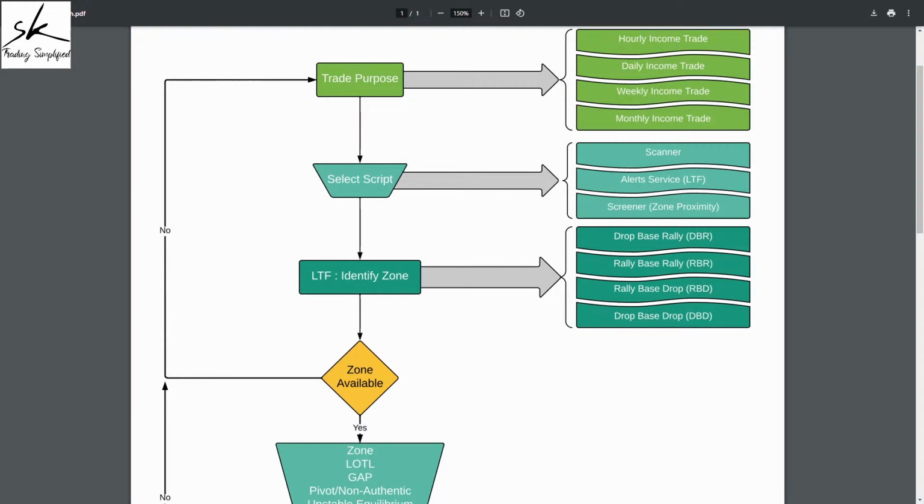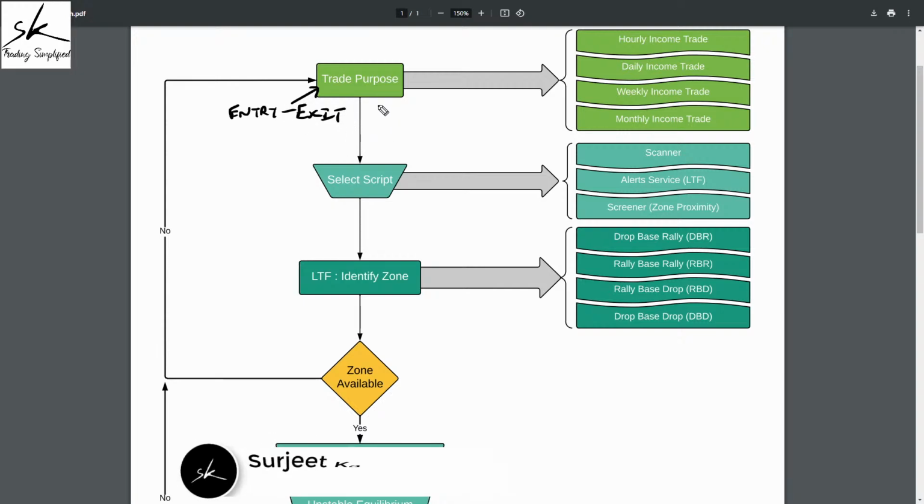So what is my step number one whenever I start planning a trade? Step one is we need to define the trade purpose. And what do we mean by trade purpose? Trade purpose implies the expected duration of the trade, and the duration of the trade is from the time you enter the trade to the time you exit the trade. When I'm talking about the exit here, the exit can be the target, break even, the trailing stop loss, or the stop loss, any kind of exit.